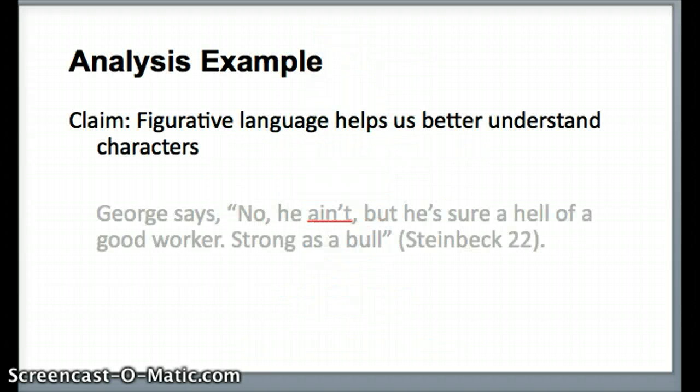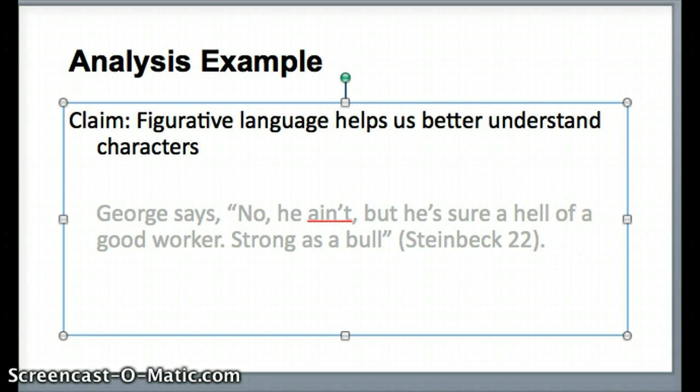I'm going to go over an example analysis. Here's your claim. The claim is figurative language helps us better understand characters. So this is the sentence that we want to prove. And here's the quote. George says, "No, he ain't, but he's sure a hell of a good worker, strong as a bull." So now I'm going to write analysis for this quote.